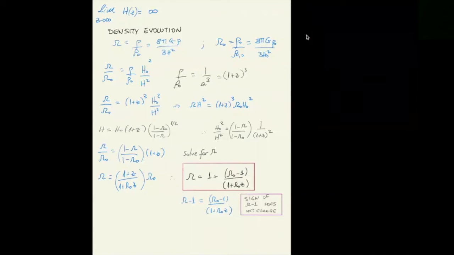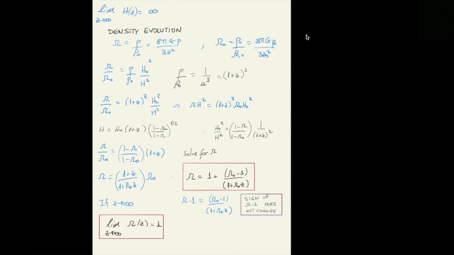Now, the second consequence that you can derive from this is, again, if you put the redshift equal to infinity, then you cancel the last term. If z is equal to infinity, then this term here cancels, and you have that the limit as z goes to infinity, as you approach the Big Bang, the limit of Ω is 1.